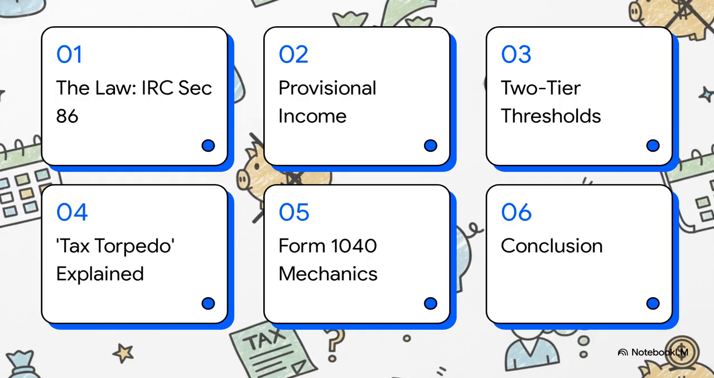So here's the game plan. We're going to start with the foundation, the law itself, Internal Revenue Code Section 86. Then we'll build the formula piece by piece, talking about provisional income and the thresholds that trigger the tax. After that, we get to the main event, the tax torpedo, and you'll see how it creates these absolutely shocking marginal tax rates. And finally, we'll bring it all back to the real world, looking at the Form 1040 and discussing why this matters so much.